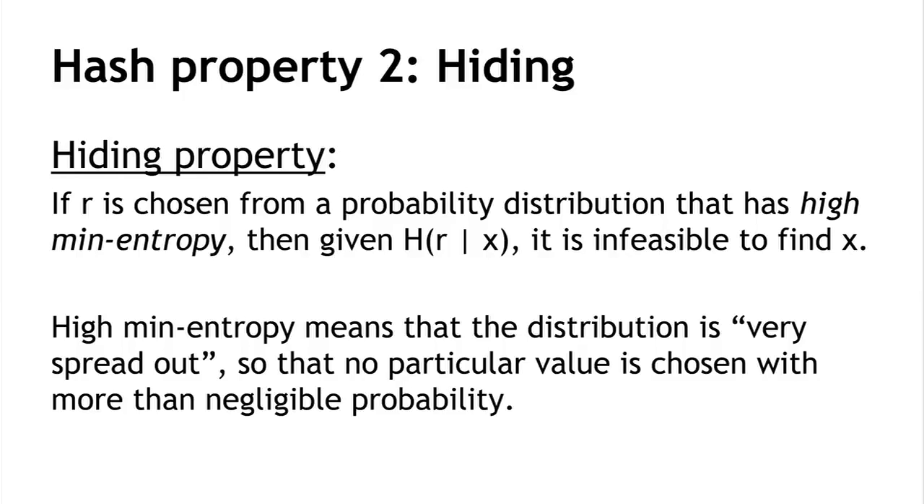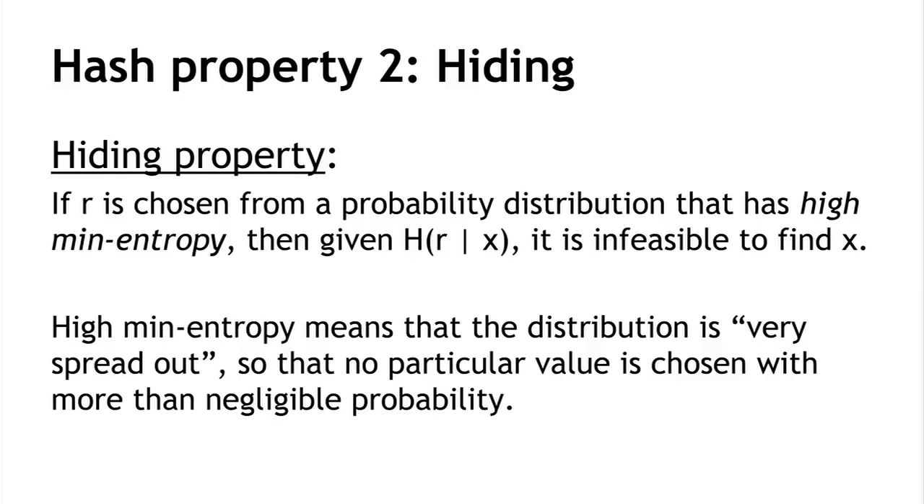And the way we're going to fix this problem with the common value x, like heads and tails, is we're going to take the x and concatenate it with a value r, which is chosen from a distribution that's really spread out. And so this h of r concatenated with x means take all the bits of r and put after them all the bits of x. And so what we're going to say is, given the hash of r together with x, it's infeasible to find x, and that this will be true in the formally stated property that if r is a random value chosen from a distribution that has high min entropy, then given the hash of r concatenated with x, it's infeasible to find x.